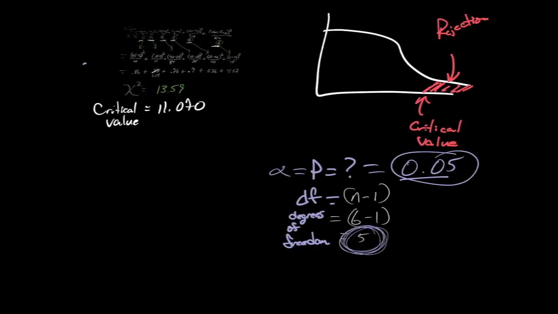So the critical value is 11.070, and 13.59 is our chi-square. Is our chi-square bigger than our critical value? Before you answer, let me remind you that this is your critical value here. Let me put a little blue line. This is small, and it gets bigger this way. If your chi-square, which is 13.59, is bigger than your critical value, 11, it's going to be somewhere in here.